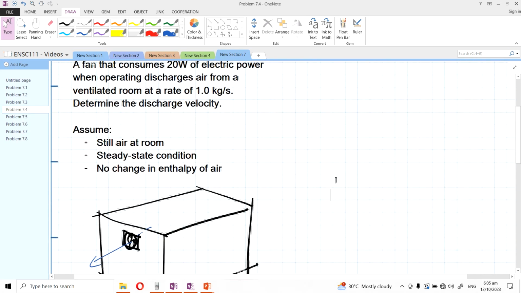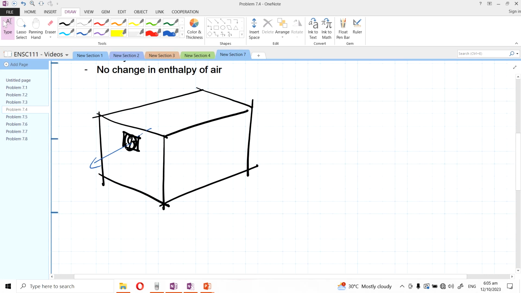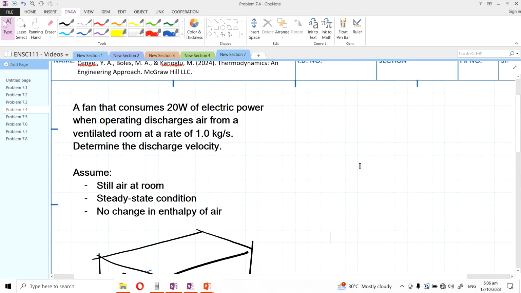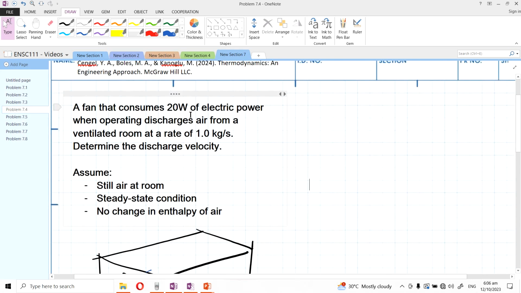Okay, so the problem here says we have a fan that consumes 20 watts of electric power. So here's our fan installed in a room. Let's say maybe an exhaust fan. That exhaust fan is for the transport of air. Fans are one of the fluid machines for the transfer of air. Fans, blowers, and compressors are all related to each other. They're not exactly the same, but they are related. They are fluid machines for transporting vapors or gases. So it says here that it consumes 20 watts.